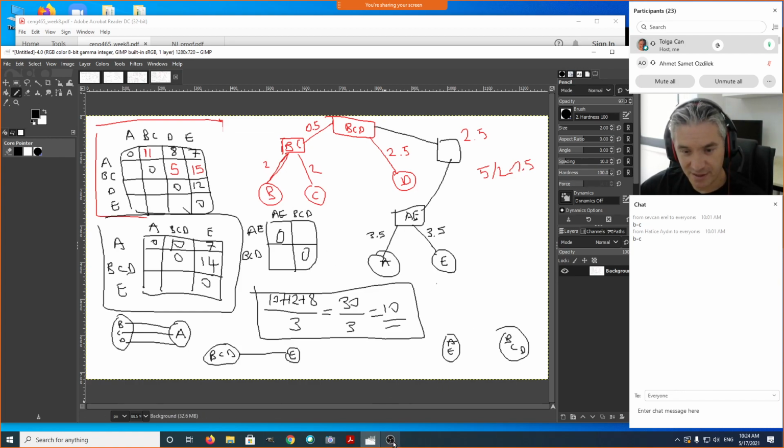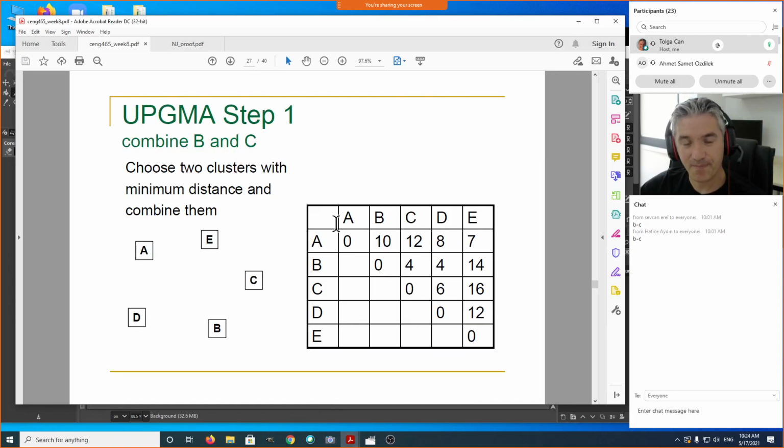A, B, C, D, E, B, C, D. Let's refer to my original matrix here. A, B, C. So the 3 numbers are 10, 12, 8. And the others are 14. I already have the summation of these individual items, right? This was 30, this was 42.